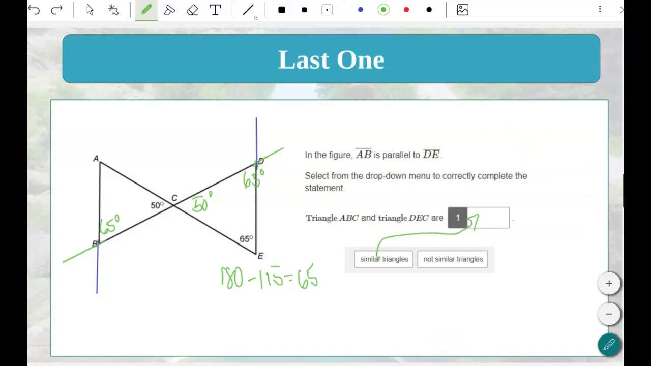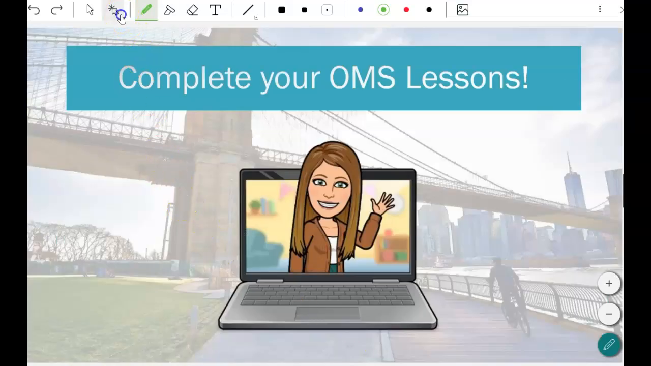Putting everything together. Please make sure you complete your OMS lessons, go through everything, take your time, take notes, work out those problems.